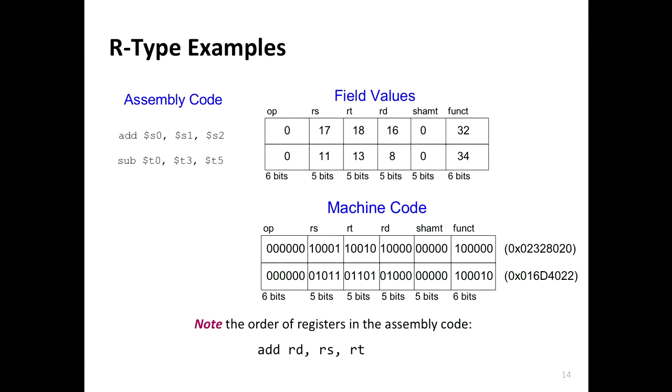I don't understand why the destination register is an input and the source registers are output. You write into the register file. So let me start there.